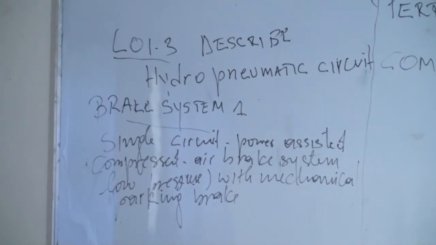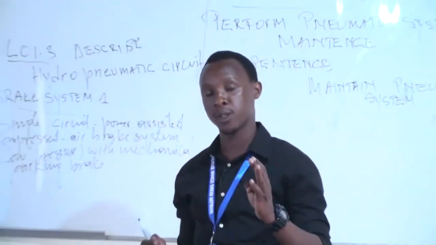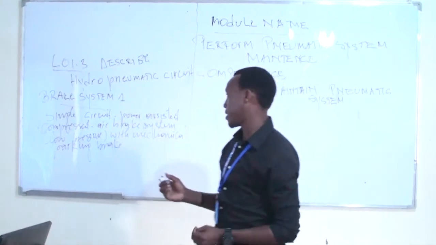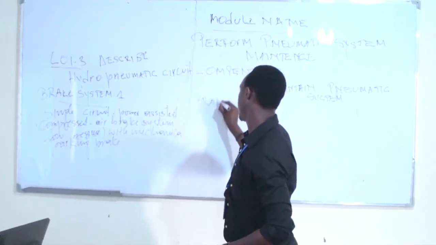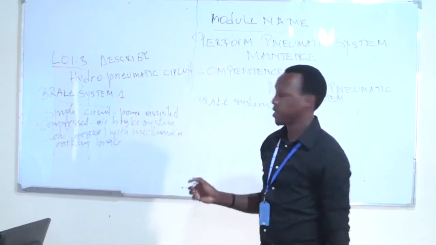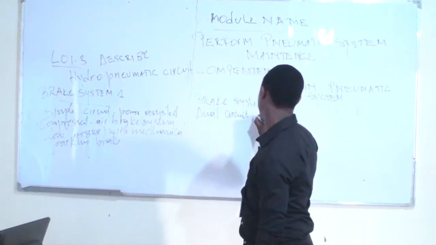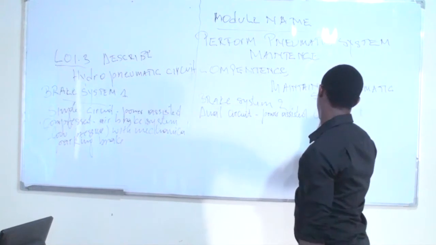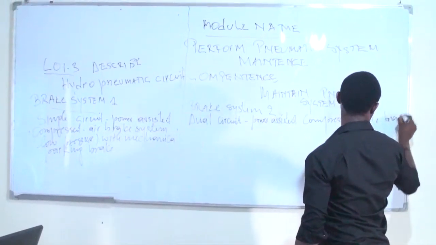We have seen some pneumatic components which help us to maintain a brake system on heavy vehicles, commercial vehicles, as well as lightweight vehicles. Do you remember that? And also we have seen brake system two, which was called dual circuit power assisted compressed air brake system.